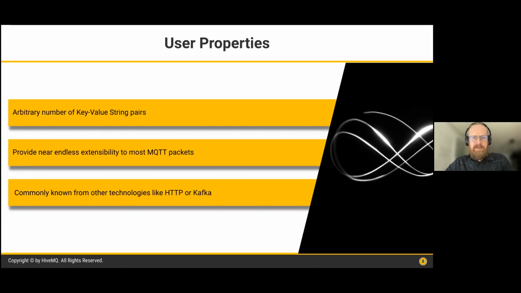I think everything but the ping packets, you can add these user properties to, and in this way, again, the extensibility is near endless, and we will see what people come up with. I'm absolutely curious. And if you have already introduced user properties in some way, I would be very interested if you could write something about it in the QA section, and we could talk about it in the QA session. This is a feature other protocols like Kafka or HTTP have. They're called headers in these cases, but it's the same principle.